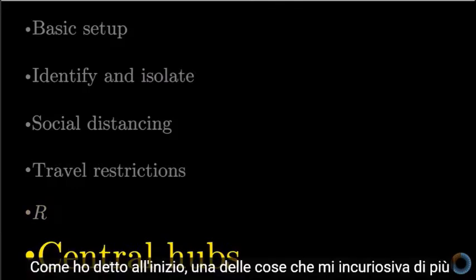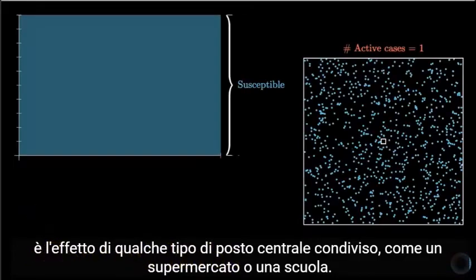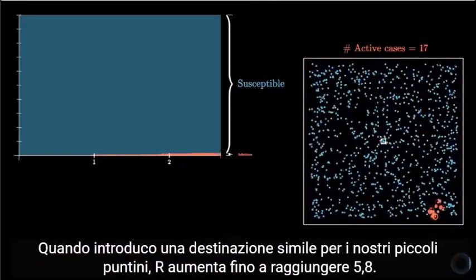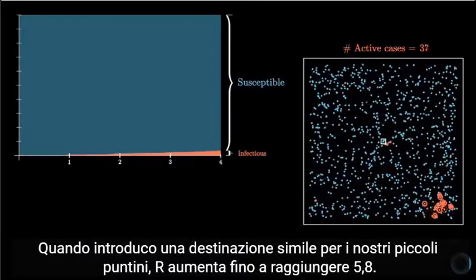Like I said at the start, one of the things I was most curious about is the effect of some kind of shared central location, like a market or a school. When I introduce such a destination for our little dots, R0 jumps as high as 5.8.